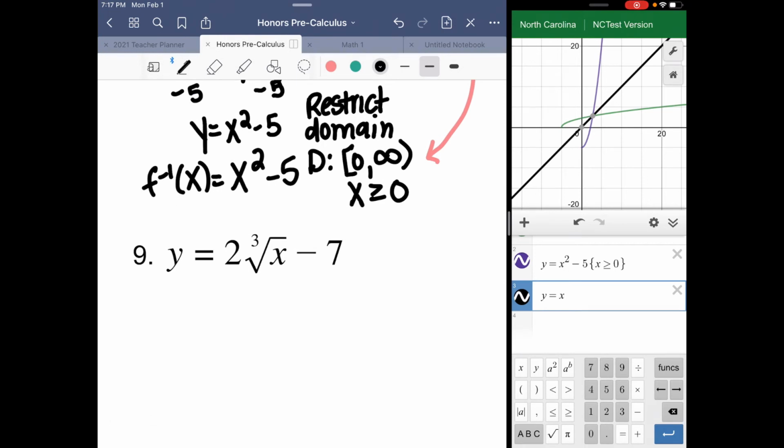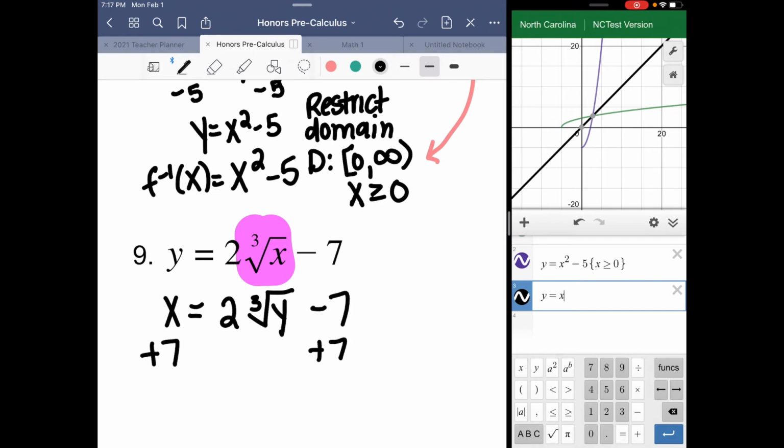All right, and then for number 9. So you have to be very careful when you look at problems like this. I can't do anything until I get this cube root by itself. When you have stuff being added or subtracted or multiplying outside of any type of square root or cube root or anything like that, you're going to need to move those first. So if I have x equals 2 cube root of y minus 7.